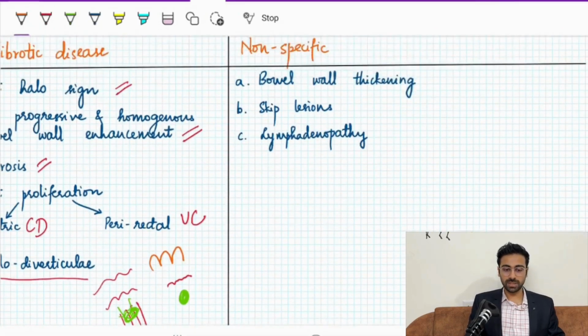Coming next to the non-specific findings, this is bowel wall thickening, skip lesions, and lymphadenopathy. These can either be seen in active or in the chronic stage or the remission stage.